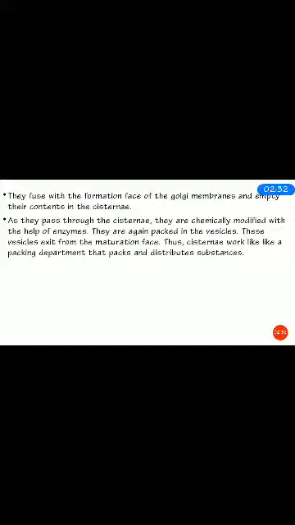Golgi complex. So these vesicles exit from the maturation face. The cisternae work like a packing department, and that packs and distributes substances. So what are the functions? Of course, we will talk about the introduction to the scientists later on. First, let's see what the function is.